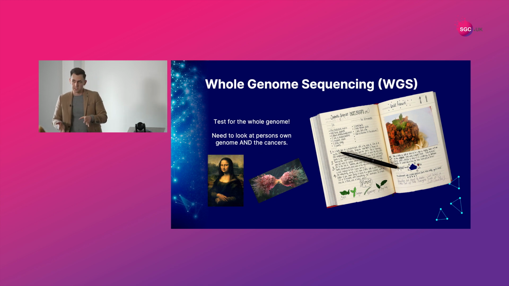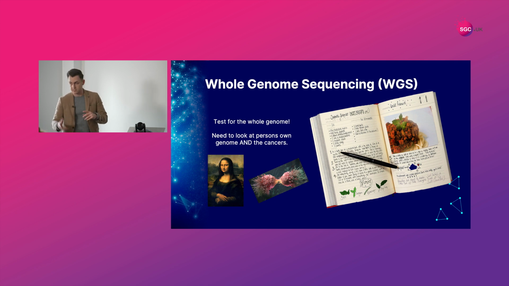So whole genome sequencing is taking the other approach. Instead of looking for things we want to find, picking what we think will give us the most information and doing specific tests, it's, well, let's just look at everything. Let's do the whole genome. And as you can imagine, we then pick up a lot more information. So this is the entire recipe book being analysed.